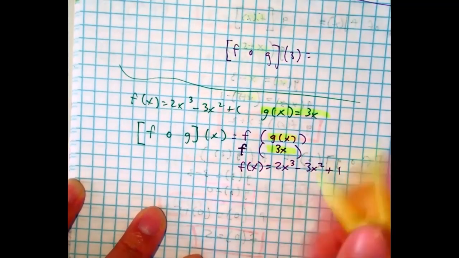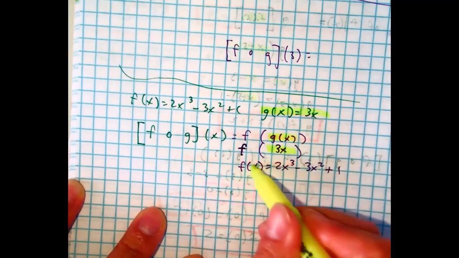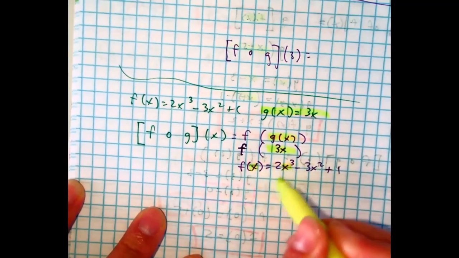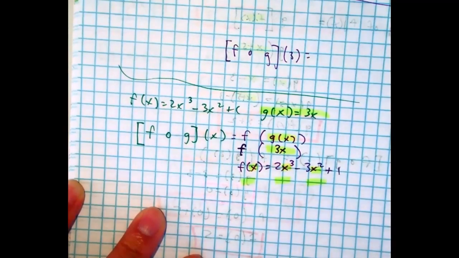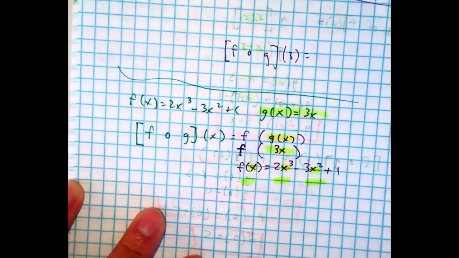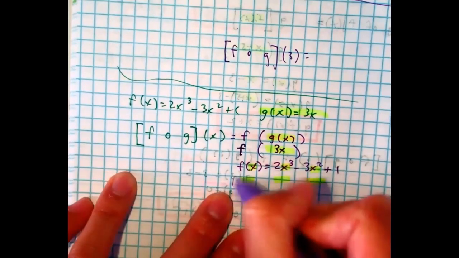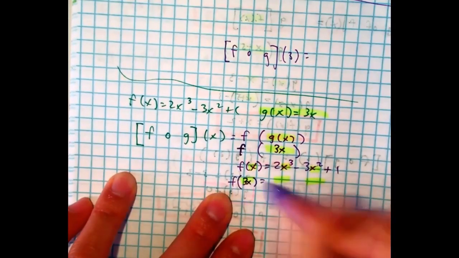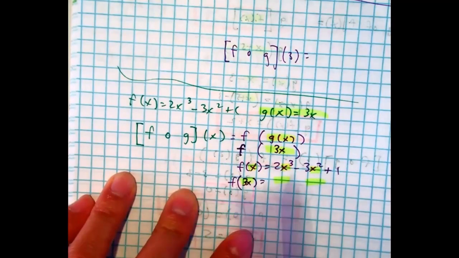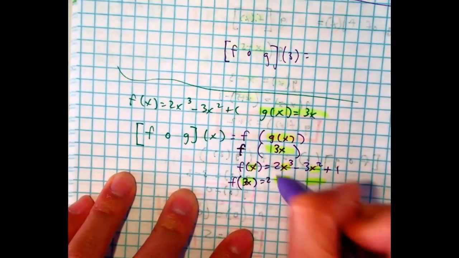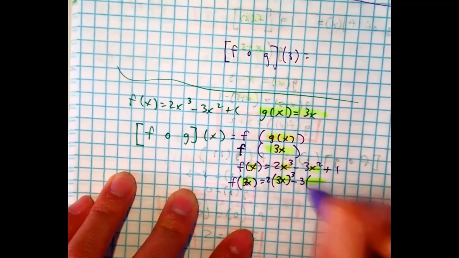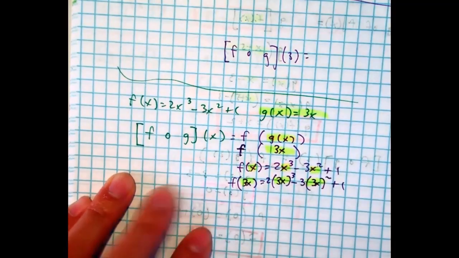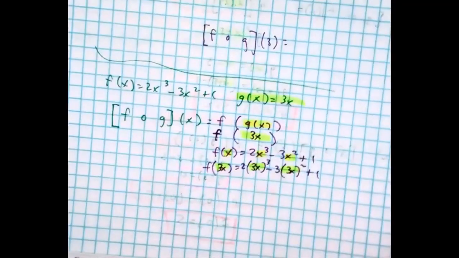Every time I see x now, I'm going to write what? 3x. So every time I see x, I'm going to write 3x. Don't worry about this side. Worry about over here. 2 times 3x cubed minus 3 times 3x squared plus 1. And then all we have to do now is just simplify.